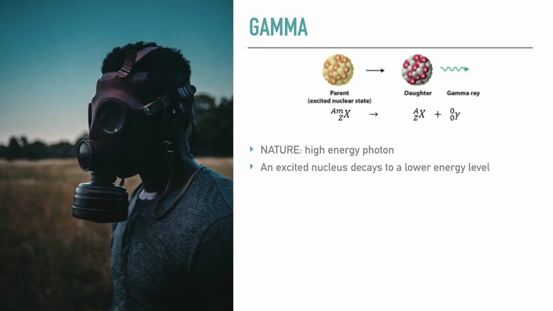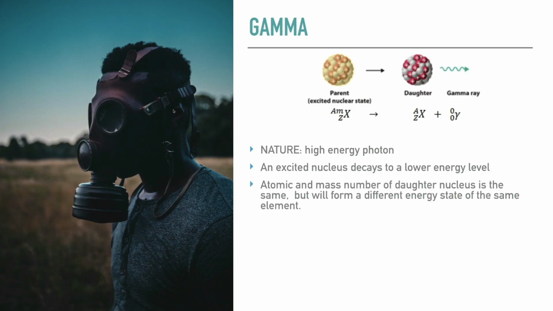So what happens is when we have an excited nucleus and it decays into a lower energy level, it releases the extra energy as a gamma ray. The atomic and mass number of the nucleus is exactly the same once it's turned into the daughter nucleus, but it forms a different energy state of the same element. So it's kind of like an electron jumping between energy states. This is what happens with the nucleus. It jumps between energy states. So it releases energy in the form of a gamma ray and moves to a different energy state.